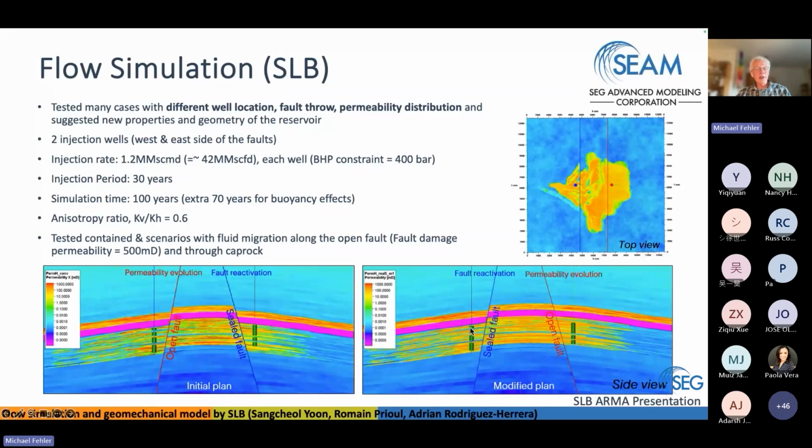Injection period was 30 years. The simulation continued out to 100 years to allow the reservoir to evolve over 70 years after injection stopped. There are some other parameters here you can see that were used in the simulation. There is an SLB abstract from ARMA last year if you want more details about this.